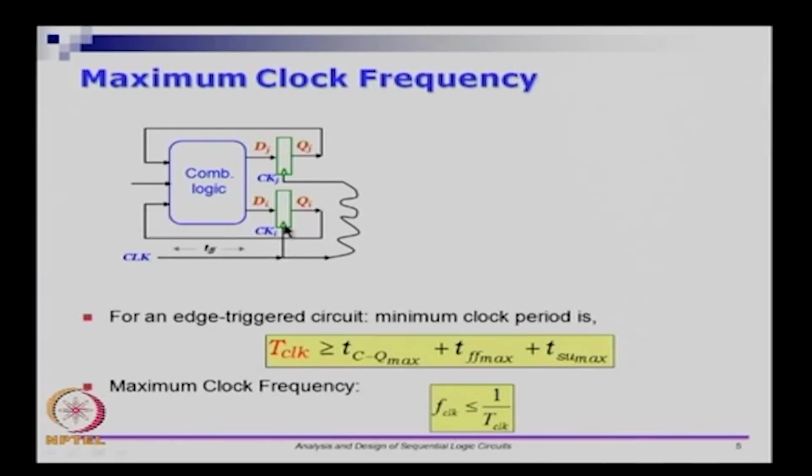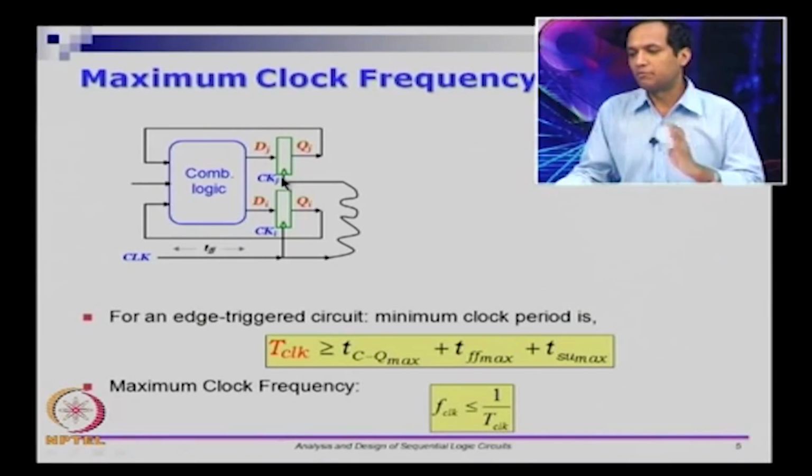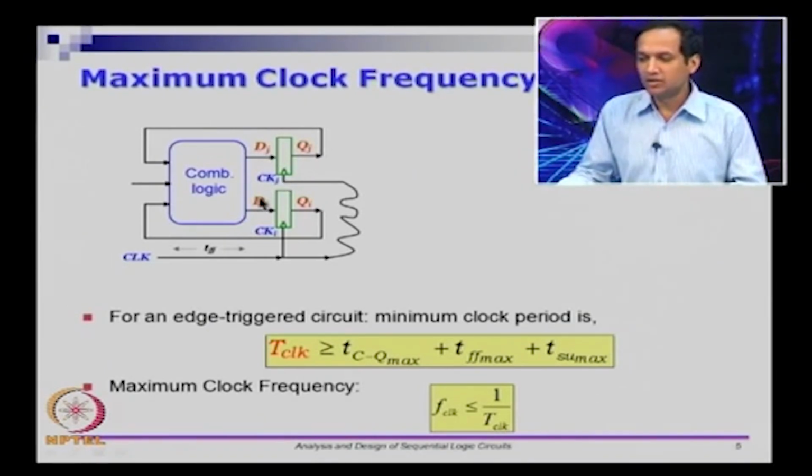CLK appears as CKI and CKJ. Let's assume that there is no delay between the CLK signal and CK signal as of now. Then let's assume that there are two flip flops, QI and QJ. QI goes through the combinational logic and it may influence DJ, and QJ similarly may go through the combinational logic and influence DI. In fact, QI could influence DI and QJ could influence DJ. So there are 4 flop to flop paths here: QJ to DJ, QJ to DI, QI to DI and QI to DJ.